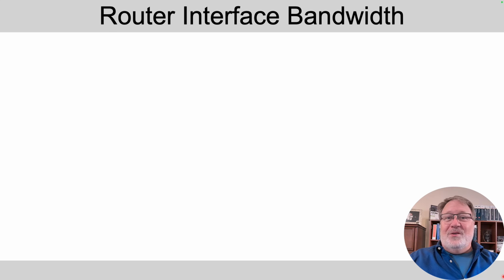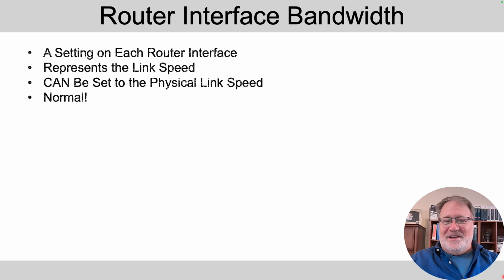We'll wrap up with one short topic on interface bandwidth for routers. So all routers have an interface bandwidth setting. It represents the link speed. In fact, it can be set to the exact same speed as the physical link speed, and it's normal to do that. So normally this bandwidth value will match the physical link speed, but it does not have to match it.